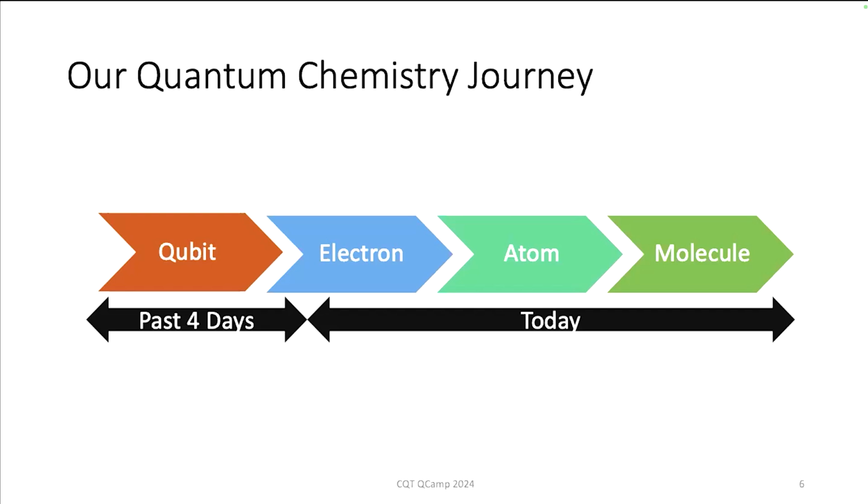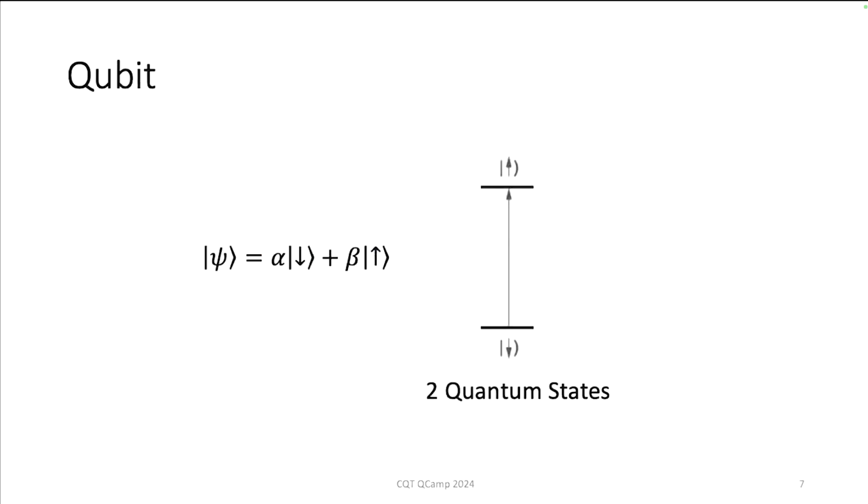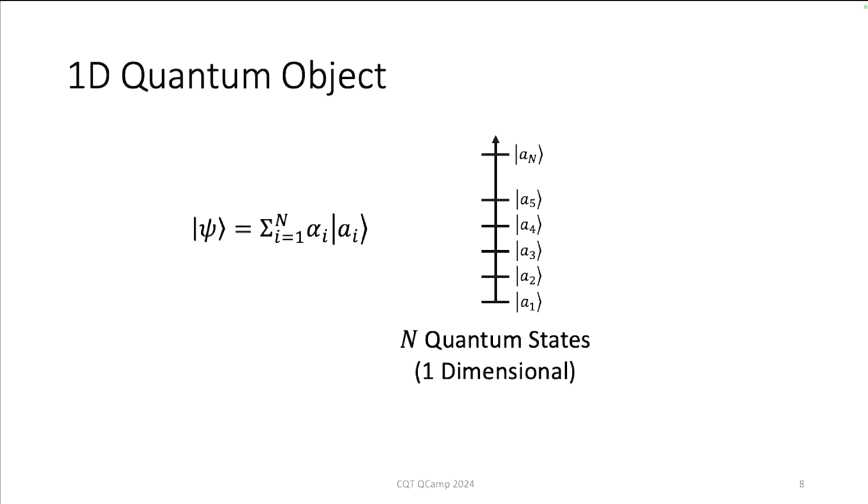So let's begin pretty simple. The qubit: you've learned this, two quantum states for a qubit, and this is how you write the wave function of the qubit. You have these two states, and these are the coefficients, which can be complex numbers. But why stop at two, when you can have n quantum states?